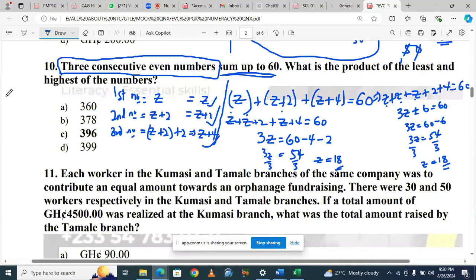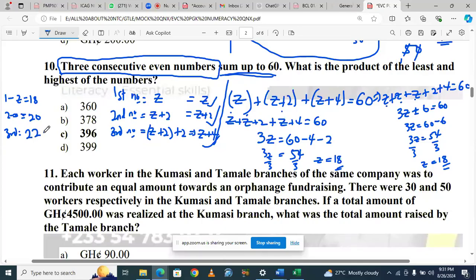All right. So now the first number is z, which is 18. The second number is z plus 2, which will give us 20, right? The third number was z plus 4. So 18 plus 4 will give us 22.